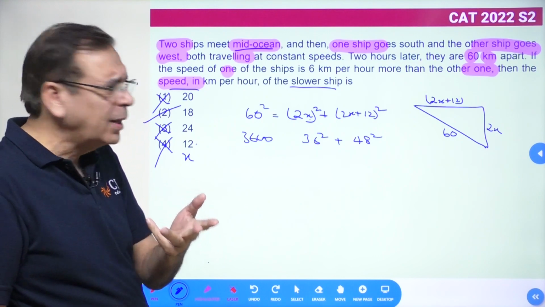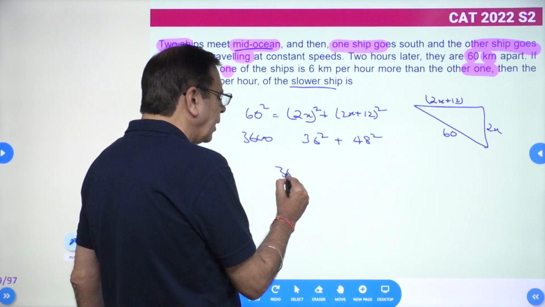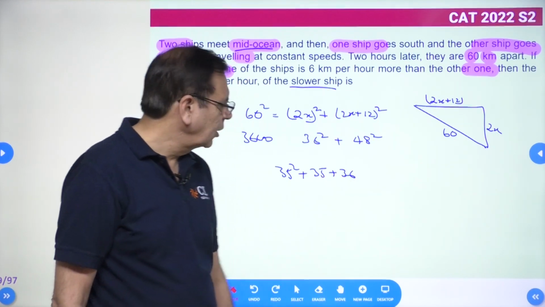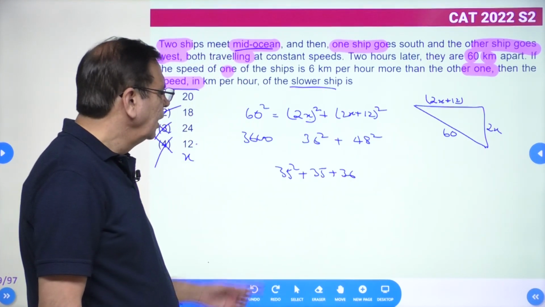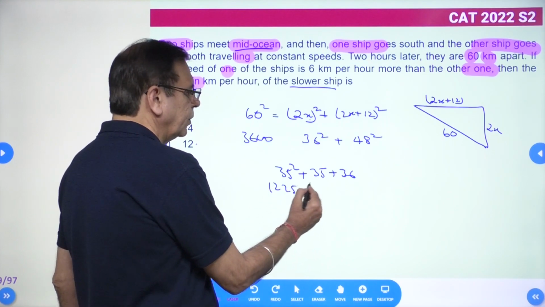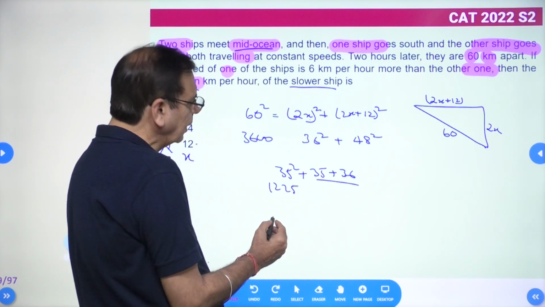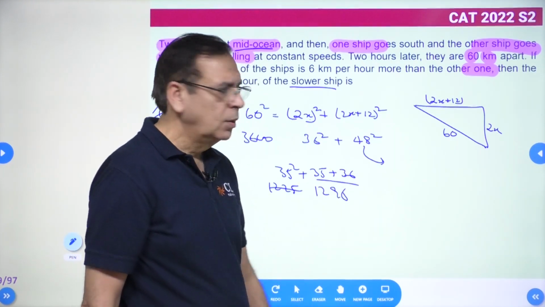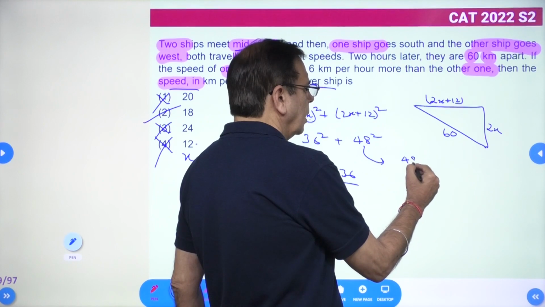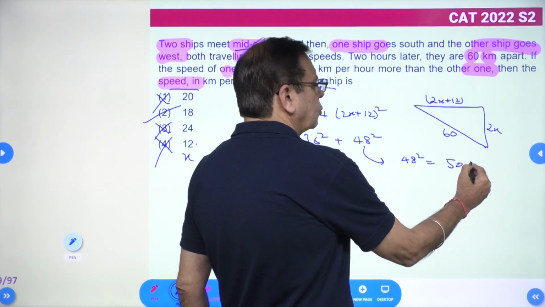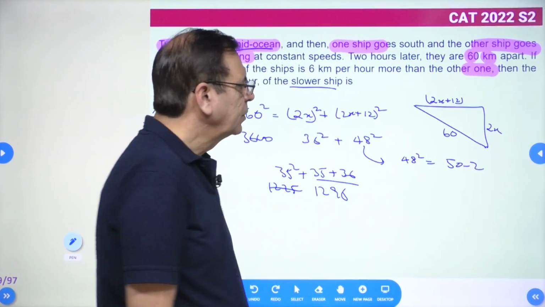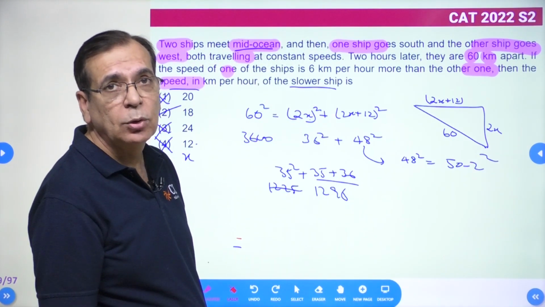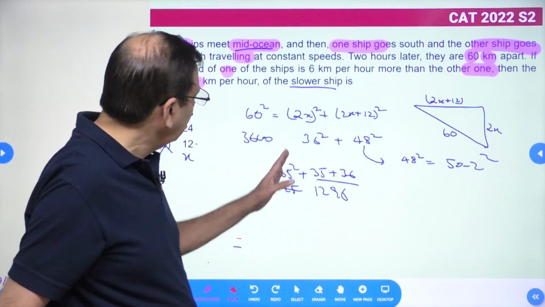By the way, do you know what 36 square is? 36 square is 35 square plus 35 plus 36. 35 square is 1225. 35 plus 36 is 71. That means this is 1296. What is 48 square? 48 square will be 50 minus 2 squared. If you have done Vedic maths, it will be direct. If not, you will possibly need to do a bit of work. But we can do it this way.